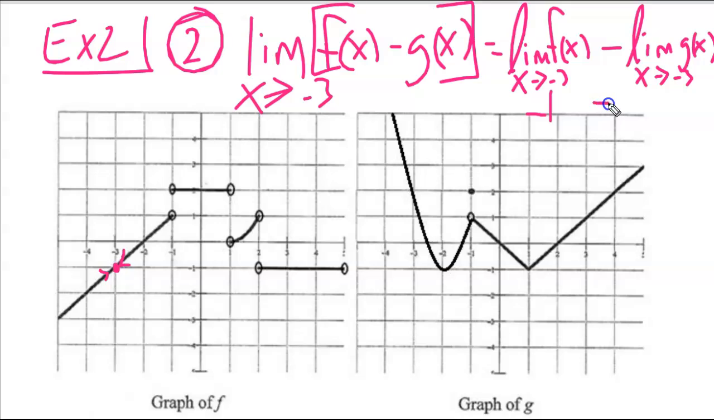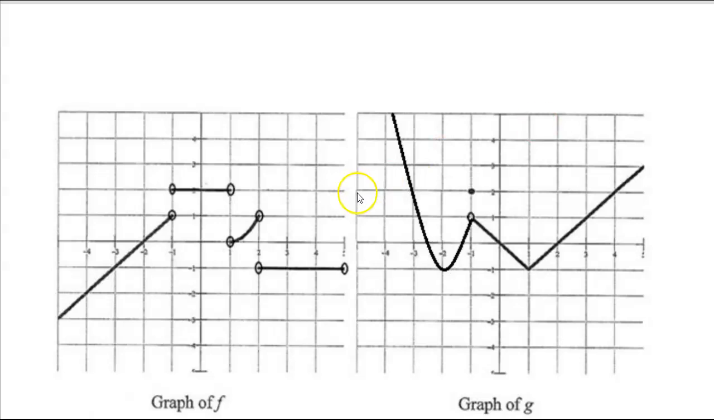Then we bring down this minus. And now we need to find the limit of g as x approaches 3. So once again, we're right here. From the left and from the right, we're still approaching the same point, which means the limit exists. And the limit is the y value of that point, which is 2. So now we have the limit of f minus g is the same thing as the limit of f minus the limit of g, which is -1 minus 2, which is a final answer of -3. Right. I think we have one more problem that we're going to do.